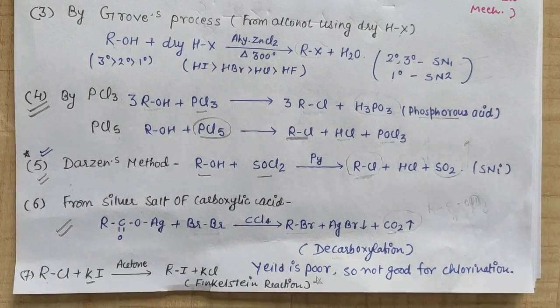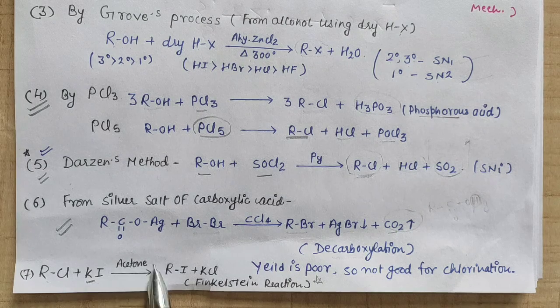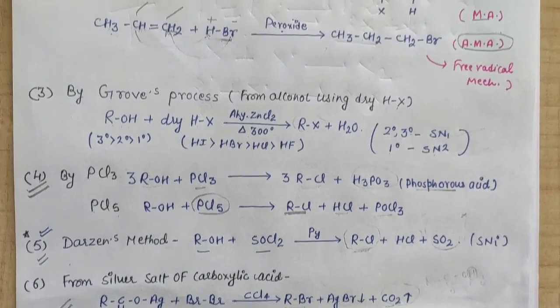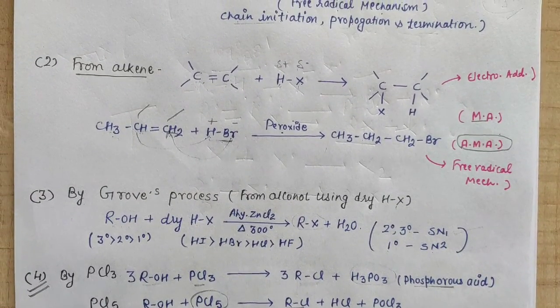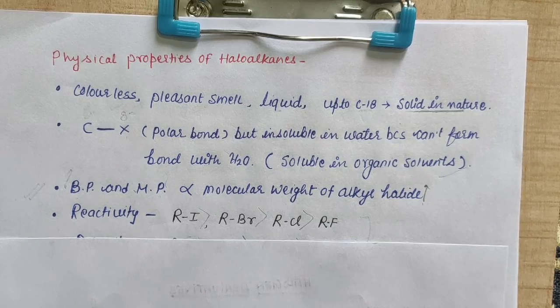One more method is alkyl chloride reacting with potassium iodide. In the presence of acetone, it will form alkyl iodide plus KCl. So this reaction is especially for alkyl iodide. In the presence of acetone, this reaction is named the Finkelstein reaction. Okay students, this is known as the Finkelstein reaction. So these are some important methods of preparation of haloalkanes.